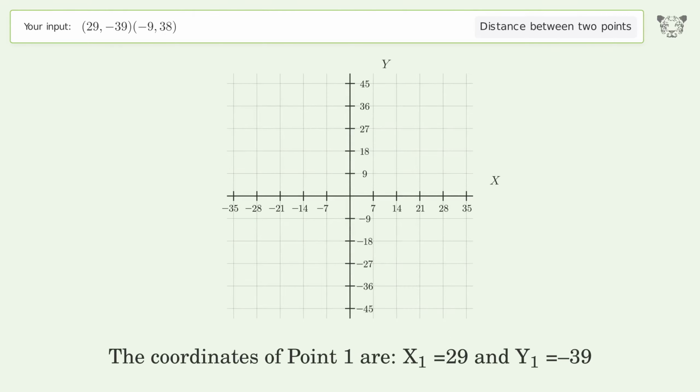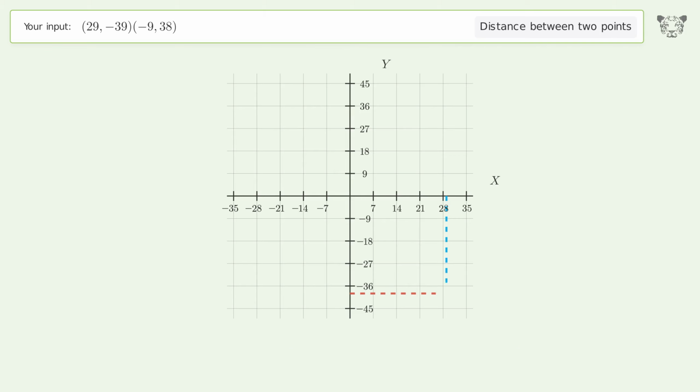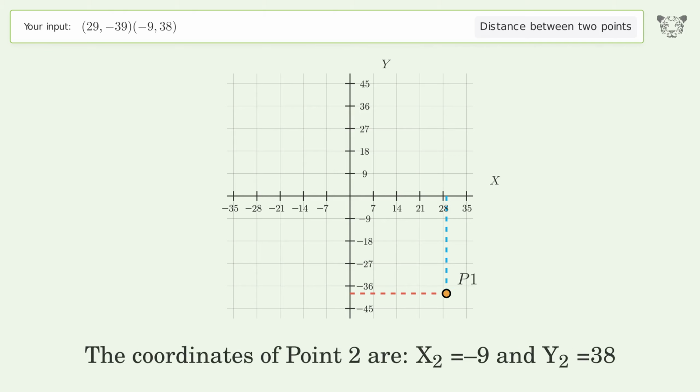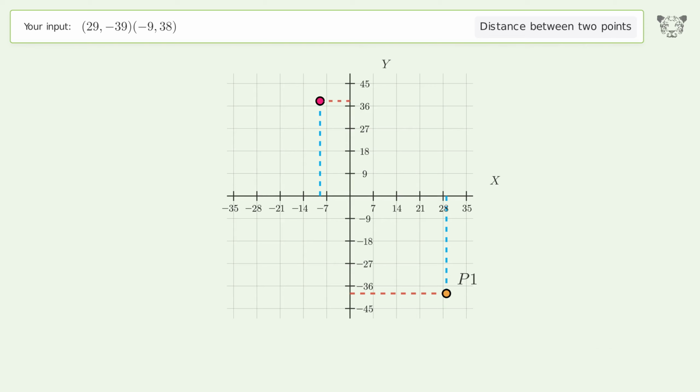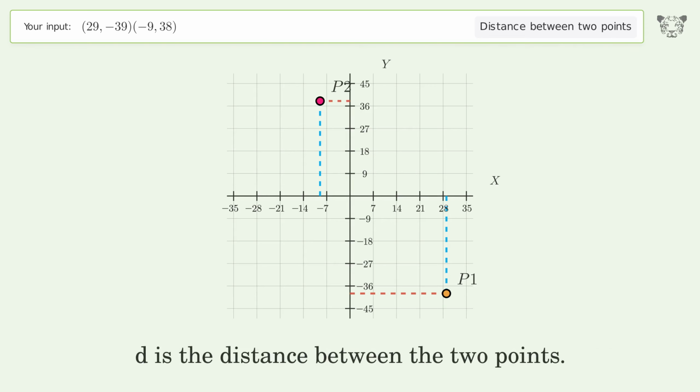The coordinates of point 1 are x1 equals 29 and y1 equals -39. The coordinates of point 2 are x2 equals -9 and y2 equals 38. D is the distance between the 2 points.